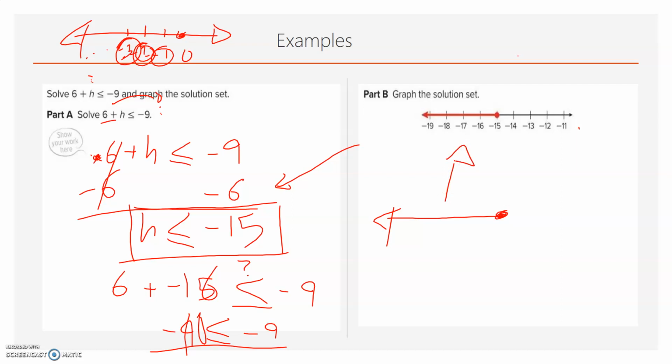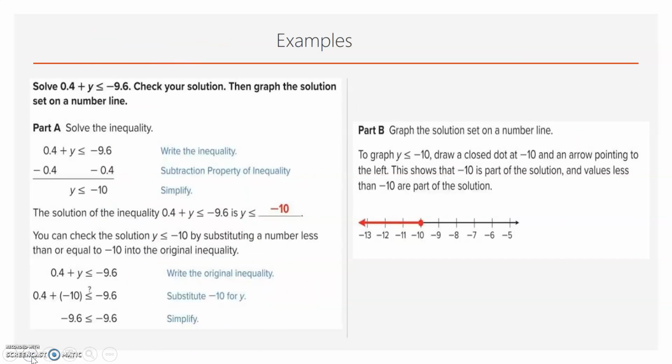Now, let's see some other examples. In this case, it's going to be very interesting, because we're going to use decimals. 0.4 plus y is less than or equal to negative 9.6. So again, pay all of your attention to this, and let's try to solve it together.